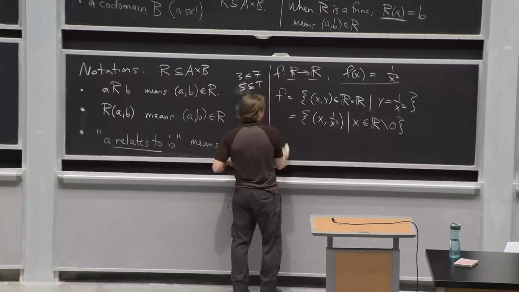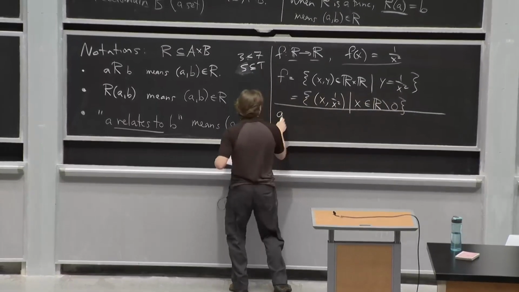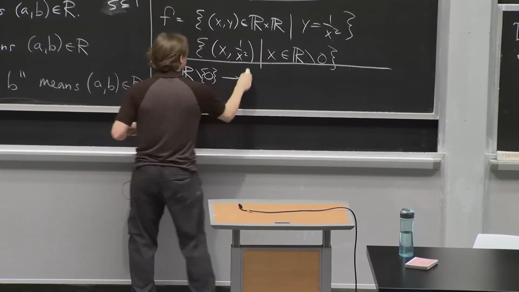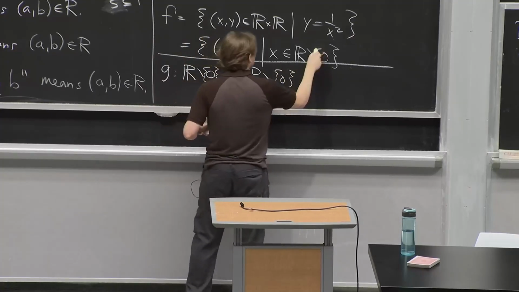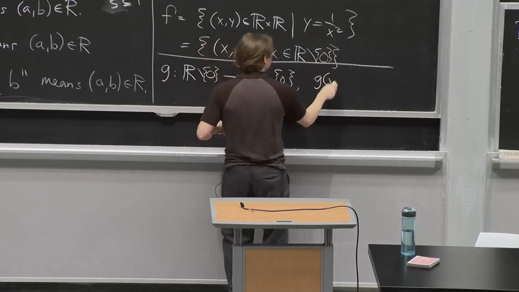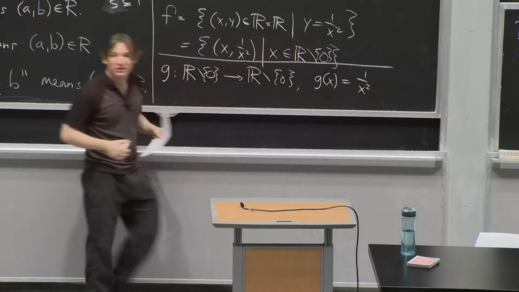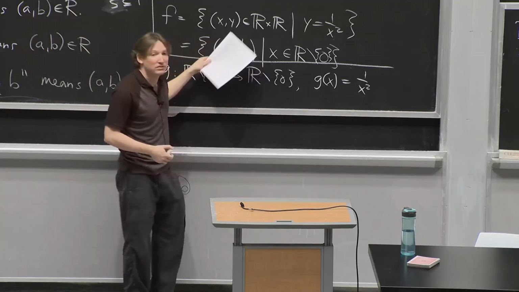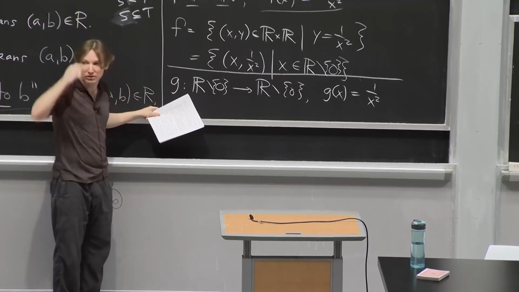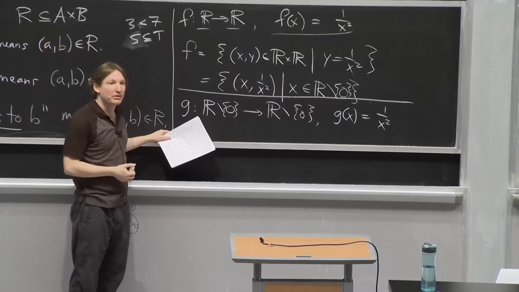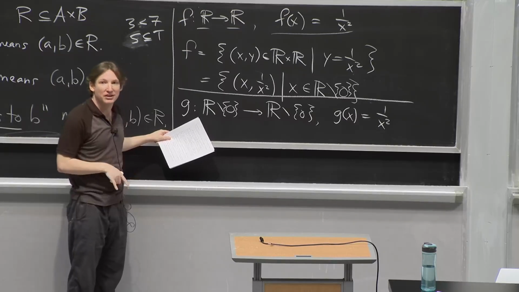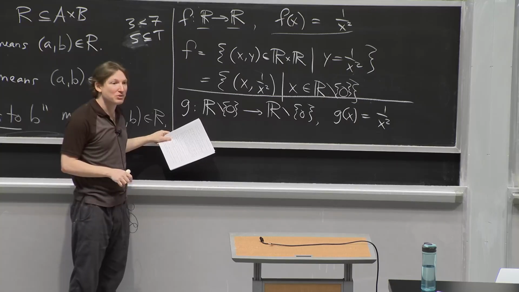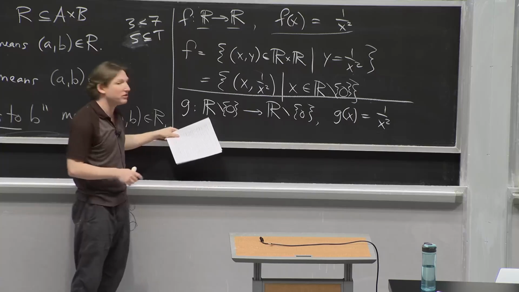Okay, let's give a different example. Let's define g from the set R without 0 to the set R without 0. This is supposed to be a set, where we're going to define g of x is 1 over x squared. All right? Same function, right? Same set of pairs. Is this function g total? I saw exactly 2 nods and a bunch of blank stares. That is all right. Someone who's nodding, can you tell me why g is total?